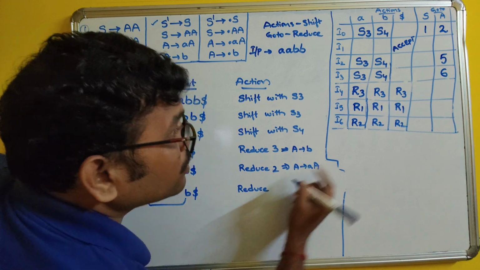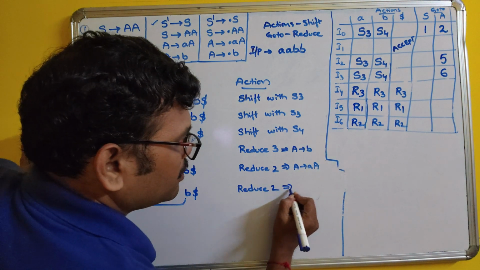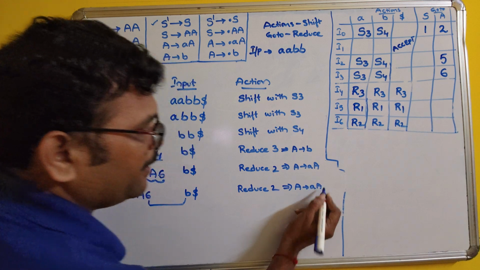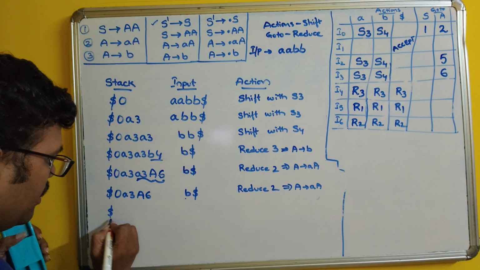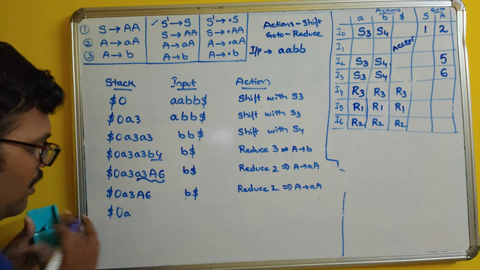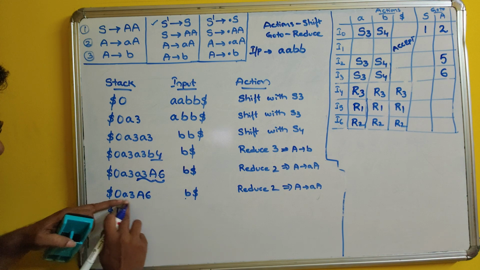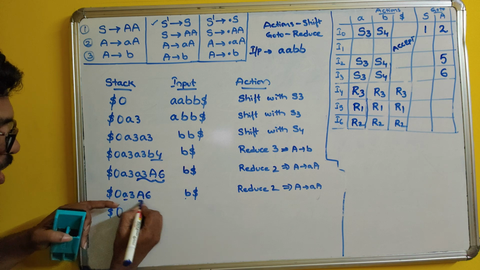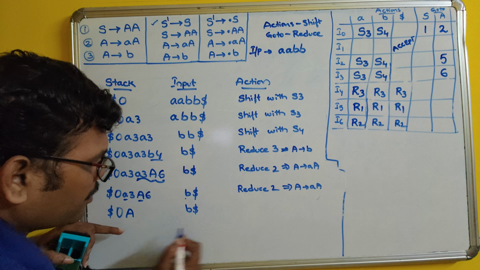Okay, so reduce 2. Again A tends to AA. So again what we have to do? Again we have to perform 0. What happens here? A3, A6. So A, 0A, and here it is B dollar.